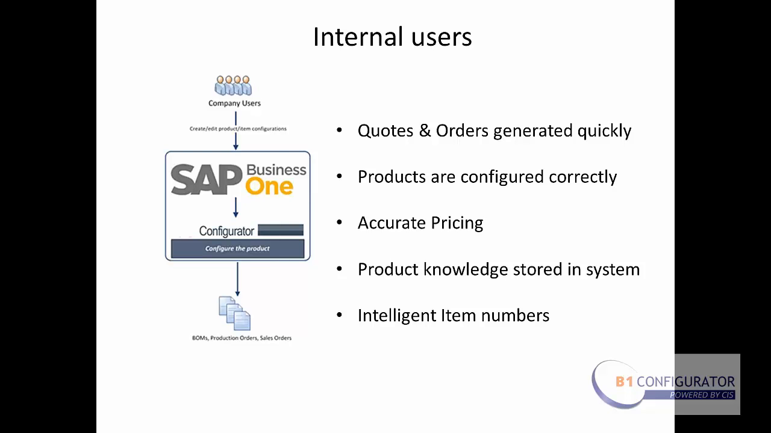The configurator can be used in SAP to create sales quotes and sales orders with configurable options. And I'm going to run through SAP, obviously showing you how we launch it, etc. But the configurator also can be used directly from a production order. We support sales, assembly, and production BOMs. We can also create intelligent item numbers, which I'm going to run through a model later on.